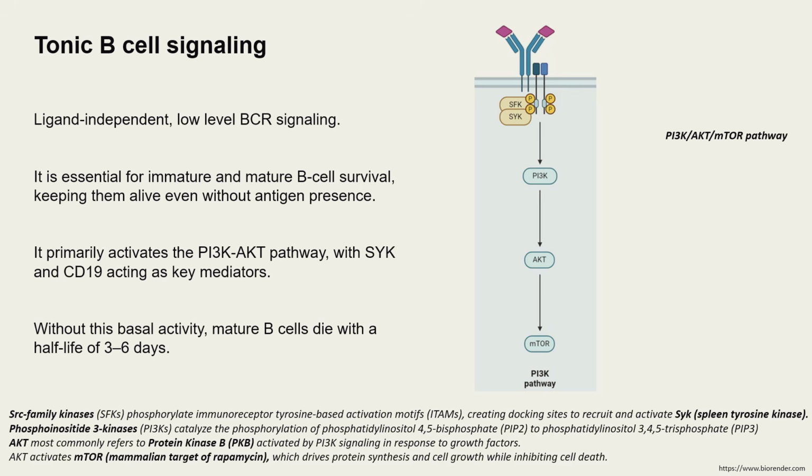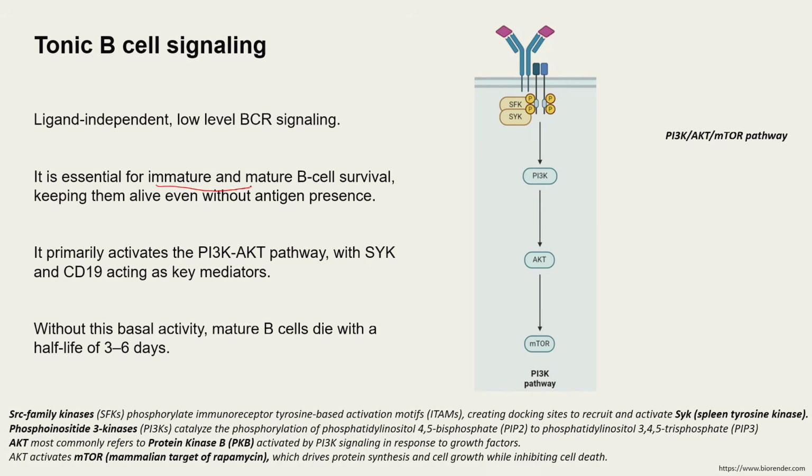Try to understand it in a different way. B cells are present in the body, and B cells are required to be there in the circulation for a longer duration of time. If there is no activation, no entry of the antigen or ligand from outside, the B cell has to survive. And to survive, the B cell needs a low level expression of this receptor signaling, and that is what we call tonic B cell signaling. So it is essential for immature and mature B cell survival. That means they can survive in the body even without exposure to an antigen. That is what we need to understand.